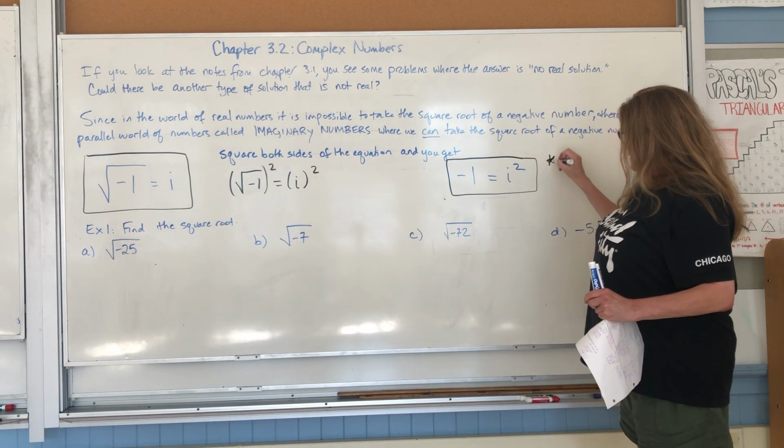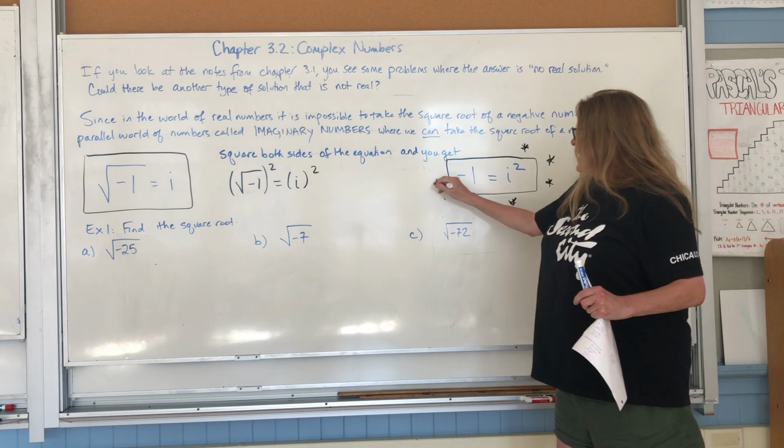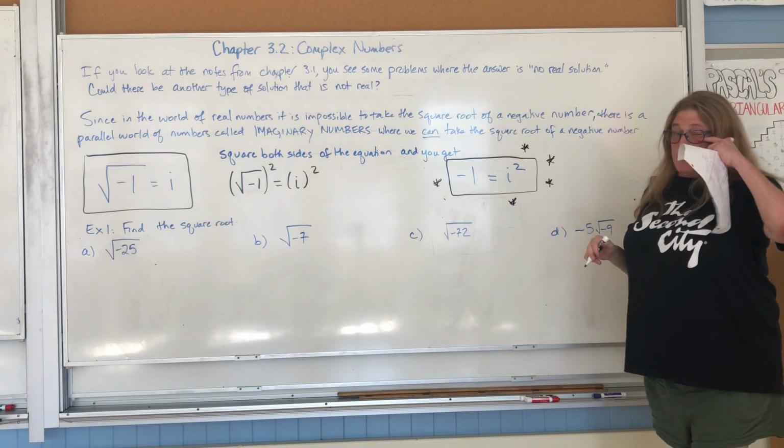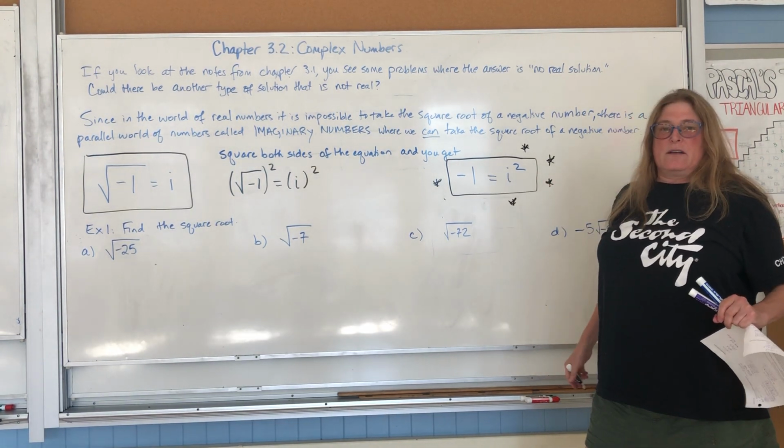So guys, this is a very important thing, put little stars around it, that we are going to end up using in our exploration of complex numbers: i squared equals -1.